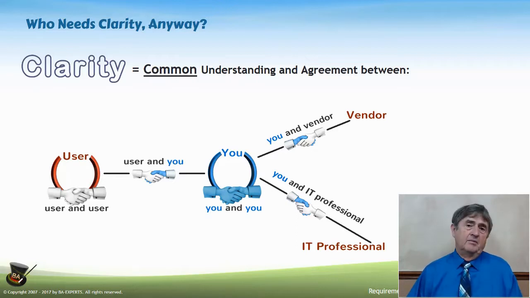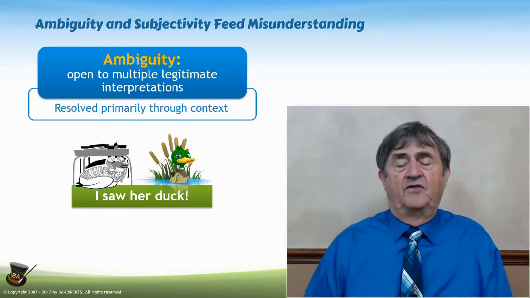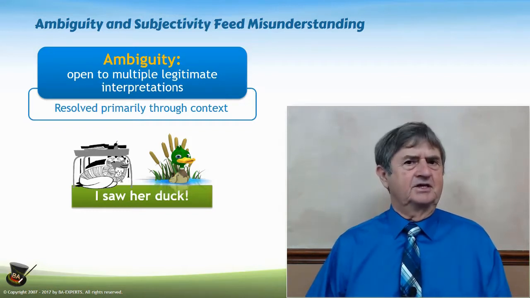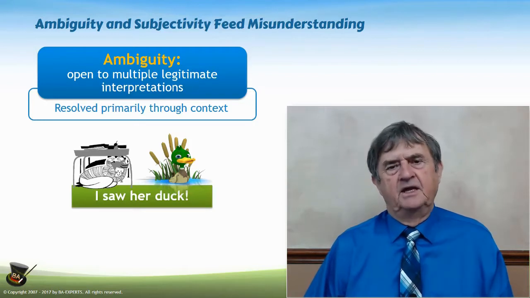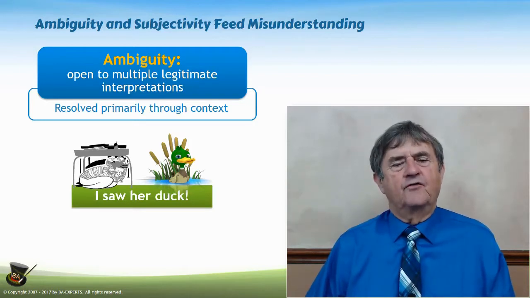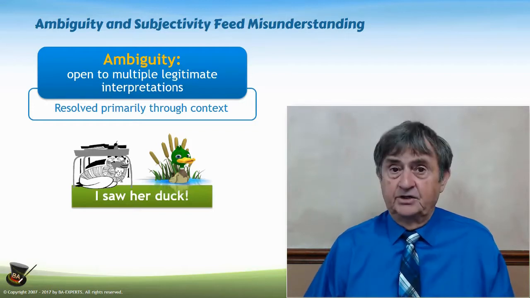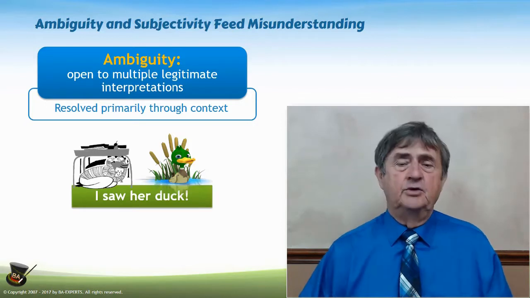The problem that we face, that we're fighting, is ambiguity and subjectivity. For a long time, I was a little confused as to what exactly is the difference between ambiguity and subjectivity. Well, there is a difference and it's important. Ambiguity means there are words or phrases that can legitimately be interpreted by different people at different times. And primarily, the only way that you're going to eliminate ambiguity is by context.